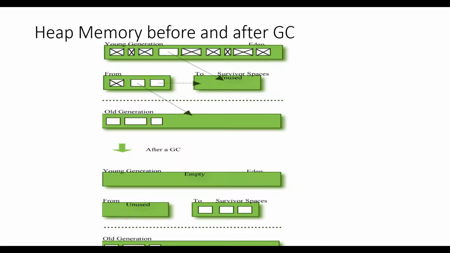Similarly, it may happen that after some GC cycles, the from survivor space will be used and the to survivor space will be empty. So likewise, these objects also get moved between the spaces, and then they go here like that. So it is understood how these objects are moved across the heap areas, the heap memory, after GC has occurred.